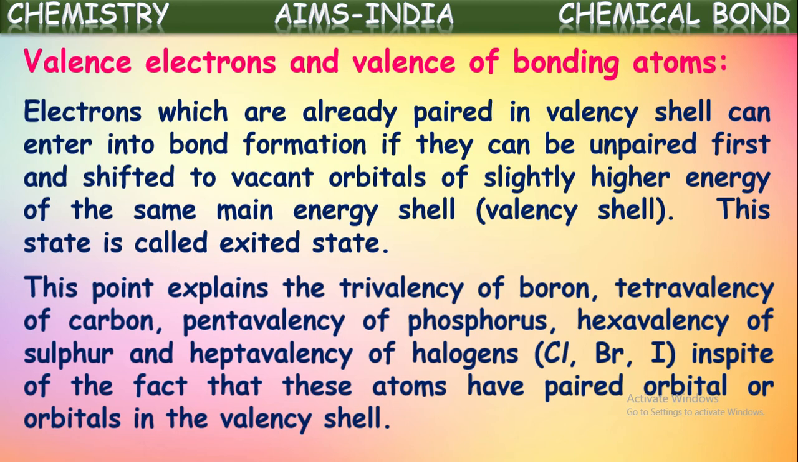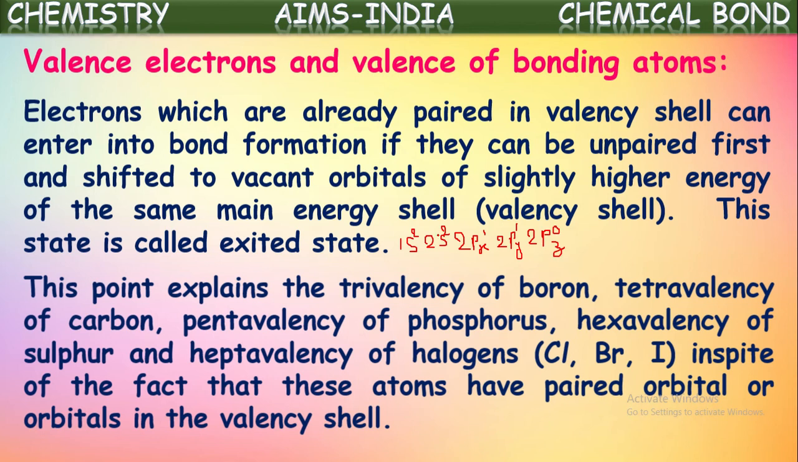Actually, the atomic number of carbon is 6. If we write the configuration of carbon, what do we get? 1s2, 2s2, and next 2p2, meaning 2px1, 2py1. This is the general configuration of carbon. Here the 2pz orbital will also be there, but it is completely vacant. No electrons are present in it.